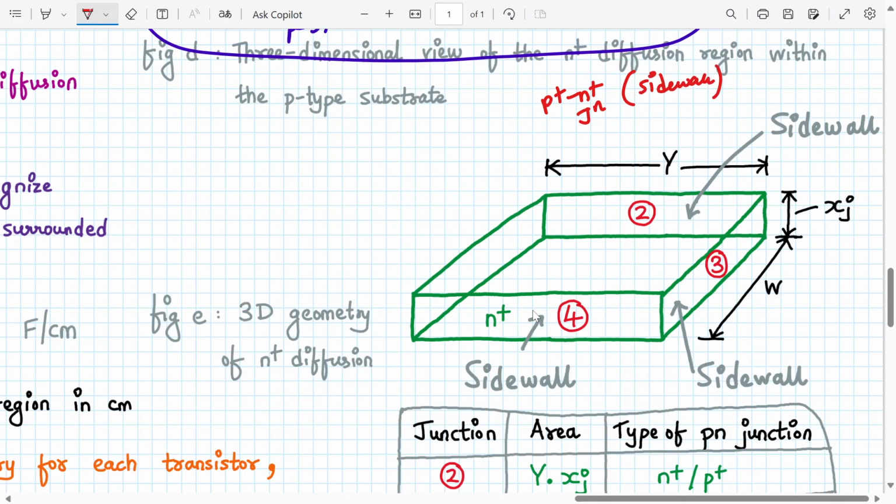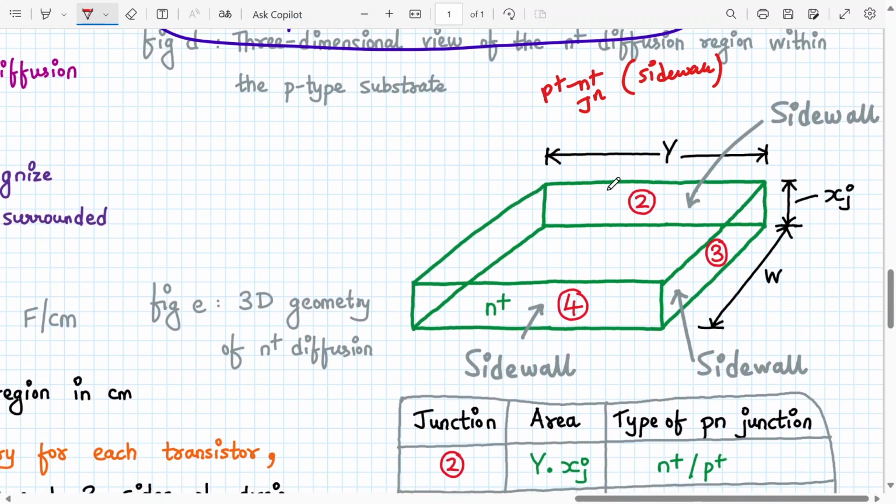For the side wall we don't have an area, we have a perimeter. So what is my perimeter? Can you tell me what the perimeter of this 2, 3 and 4 rectangle will be? The sum of the three sides of the drain diffusion area is my perimeter. So what is my perimeter? Can you tell me?